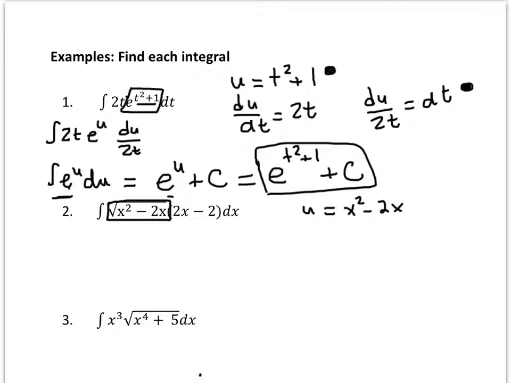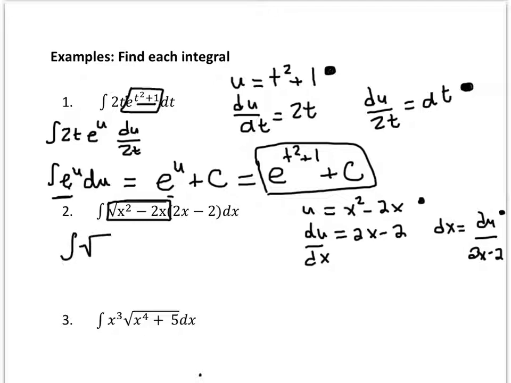Then I'm ignoring the question, just working over here on the pieces I need to substitute. So du dx is 2x minus 2. So that means that dx is du divided by 2x minus 2. I'm going to make my substitution now. I always substitute for dx and u.